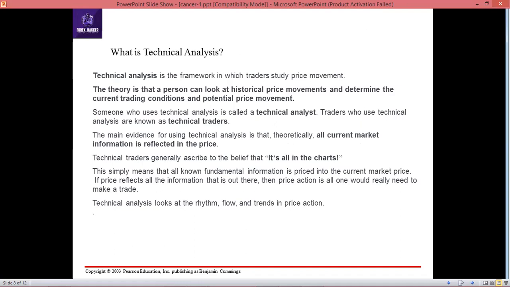So now, what is technical analysis? Technical analysis is the framework in which traders study price movement. Before, a lot of people were saying that if you are a technical analyst, you don't need fundamentals to trade, and if you are a fundamental analyst, you don't need technicals to trade. It's a lie.